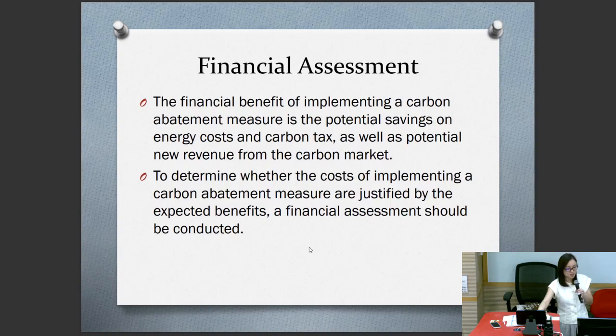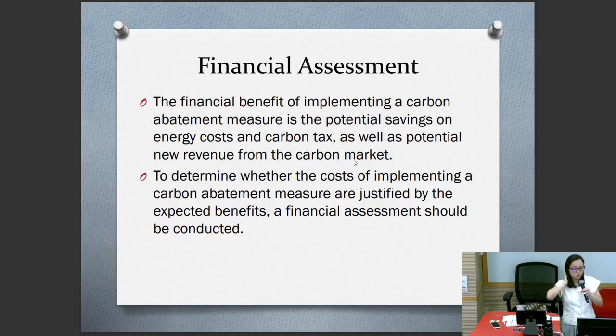So the financial benefits of implementing a carbon reduction measure is the potential savings on energy costs and carbon tax. By reducing the carbon emissions, or maybe by reducing the energy consumption, then you can save the energy costs. And by doing that, if you need to pay for the carbon tax, then there would be some money saving too, less carbon tax, as well as potential new revenue from the carbon market. So if you can reduce your carbon emissions so much and you have the extra permits, then you can sell them to the market, to the ETS market.